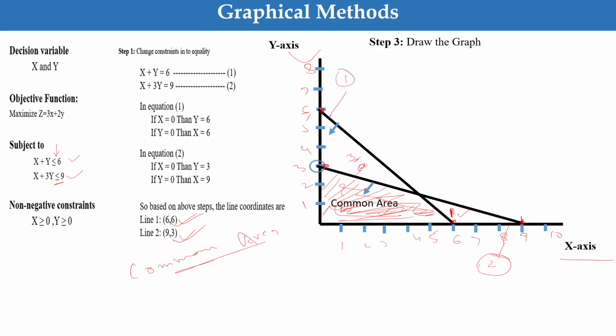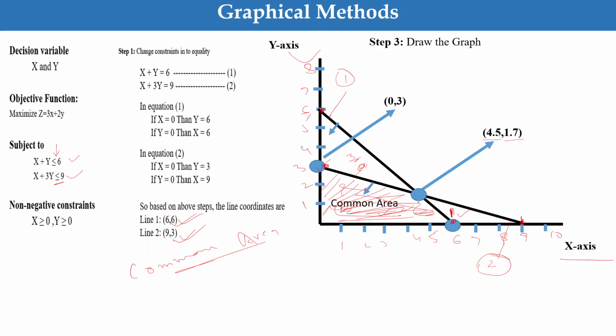So we have one intersection point, we have the second intersection point, and we have the third intersection point. They are the three intersection points in the common area, right? Now once the common area and the intersection points are identified, we'll find the coordinates for these. So for this particular point, the coordinates are 0, 3. So x is 0 and y is 3. Now for this one, let's say the coordinates are 4.5 and 1.7.